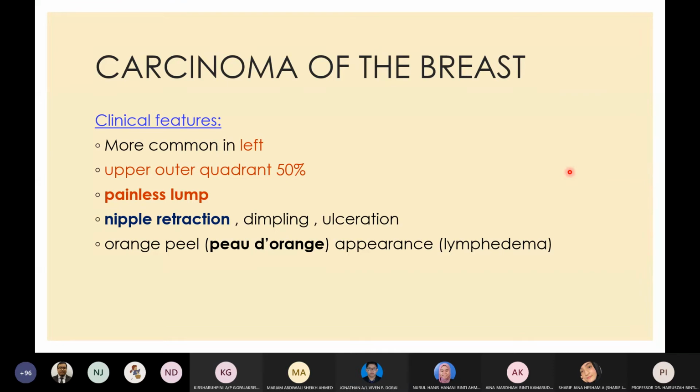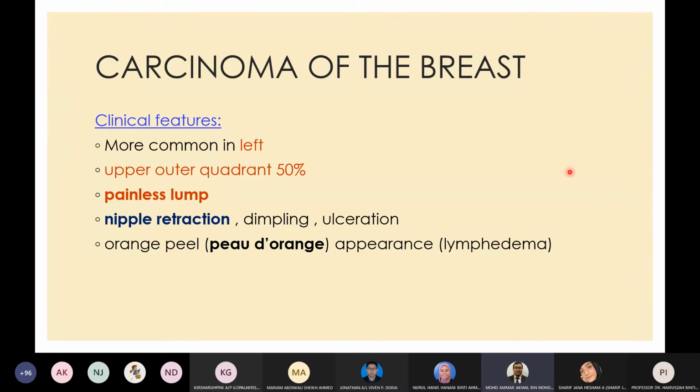Why is it called orange peel appearance? Can you pronounce that in bracket? How do you pronounce that? Can someone try? That is a French word. Anyone knows French here? Anyone can speak French here? No one? No response. Hello, hello. Try to pronounce that. It's okay, just try to pronounce. I had difficulty pronouncing this up to this day.